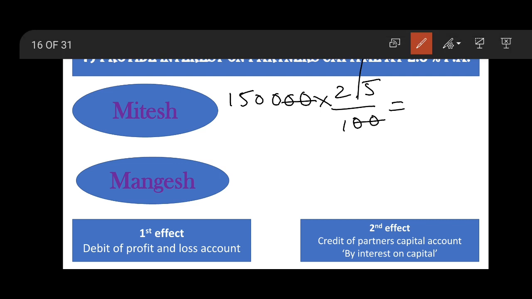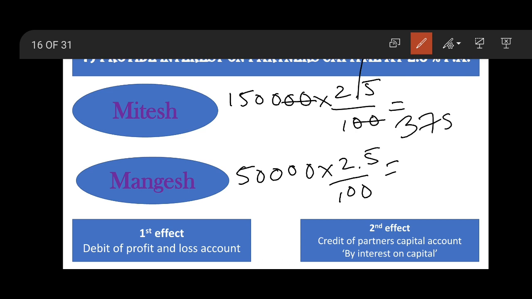The same for Mangesh. The amount of capital of Mangesh was 50,000. So 50,000's 2.5%, means 2.5 upon 100. Whatever amount you get, you will write it down here. You will get 3,750 for Mitesh and 1,250 for Mangesh.